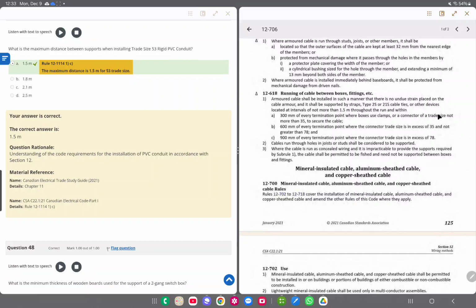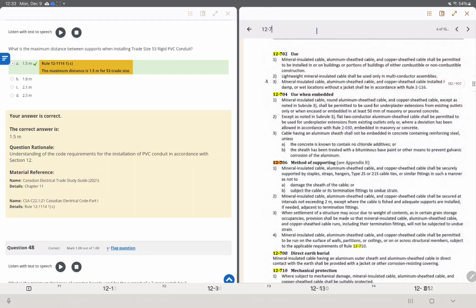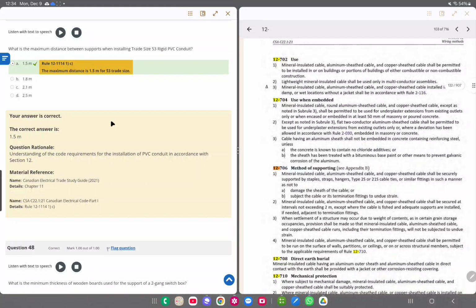What is the maximum distance between supports when installing trade size 53 rigid PVC? Because they're talking about rigid PVC, we're looking at section 12. We're looking for rigid PVC, which is page 136. So we've got 12-1114, subrule 1, item C. And the maximum distance is 1.5 meters for trade size 53.